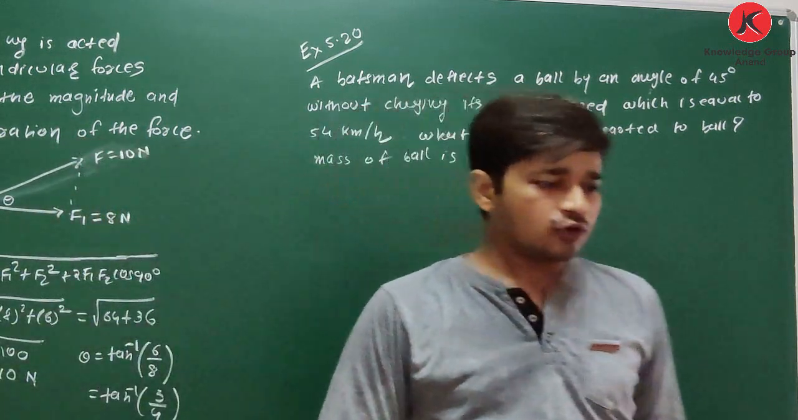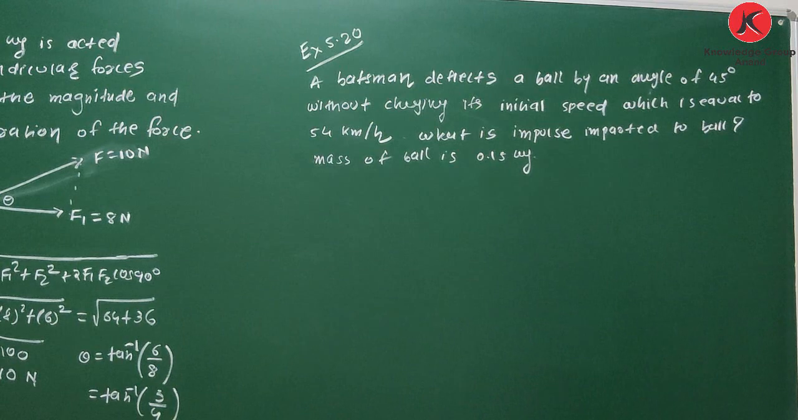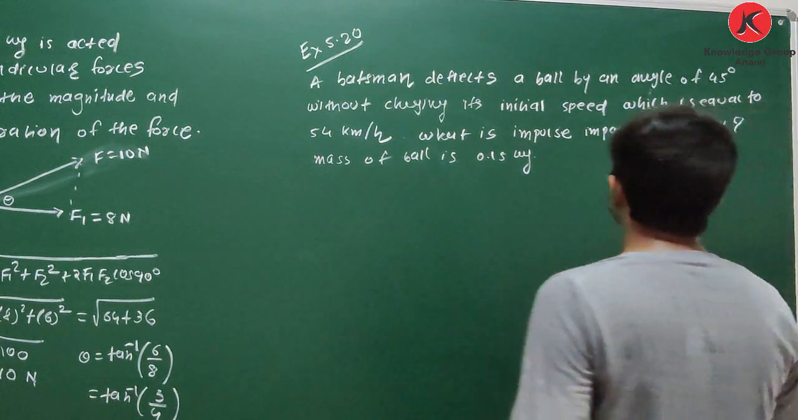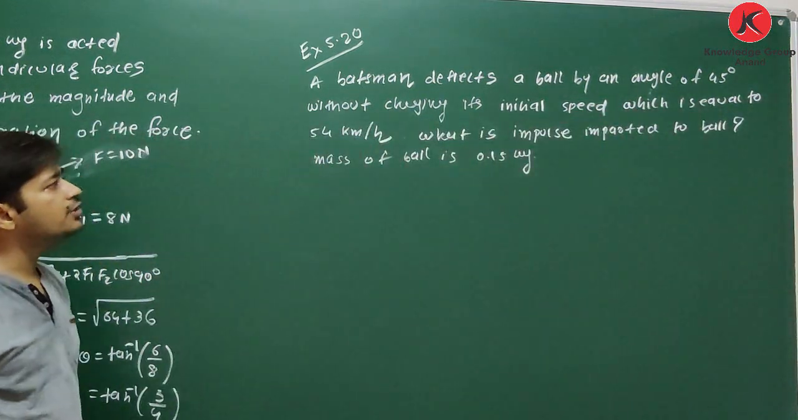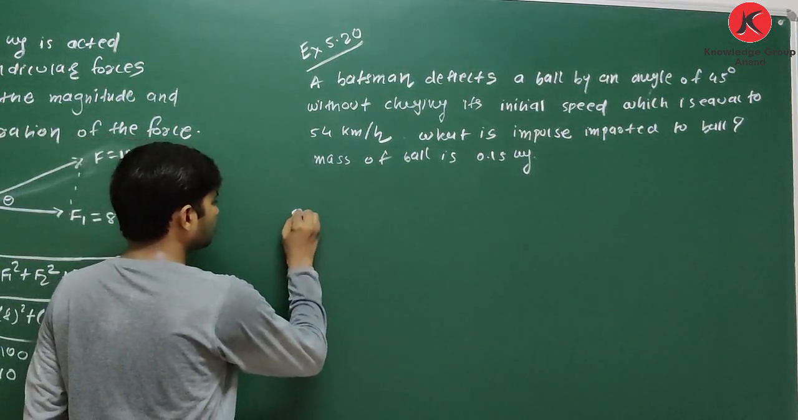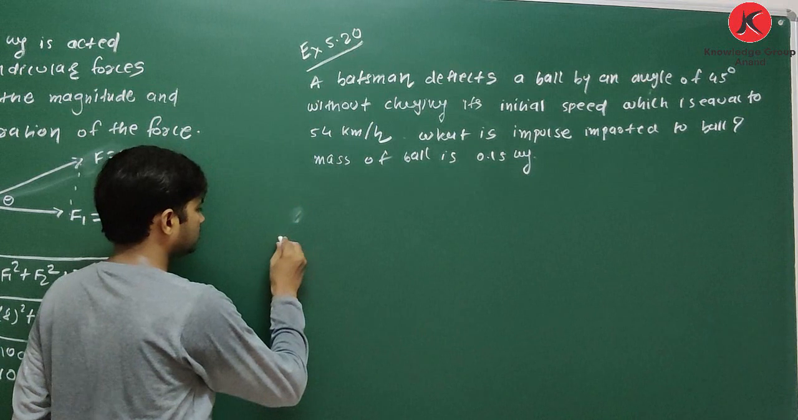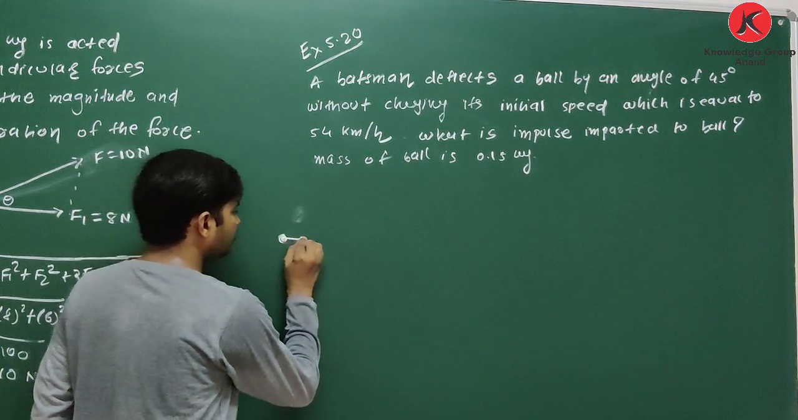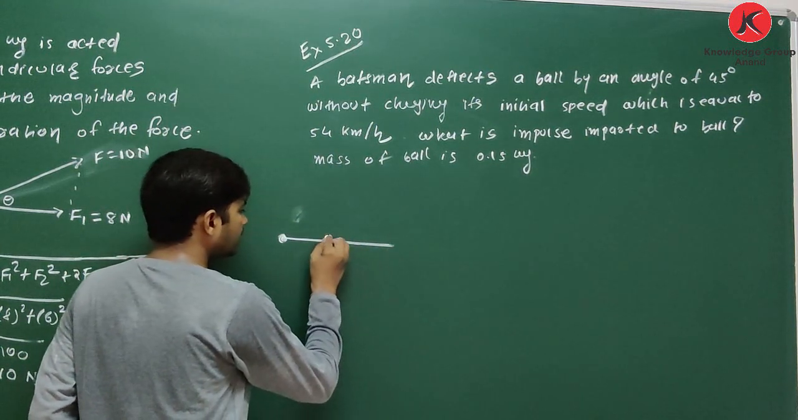First of all, understand the question. How to solve this question? A batsman deflects the ball by an angle of 45 degrees without changing its speed. It means, suppose it is a ball moving with speed u.